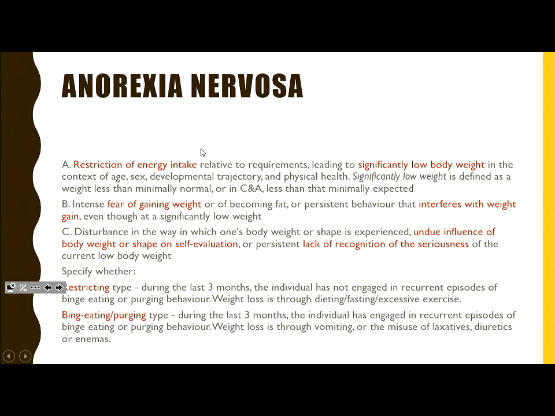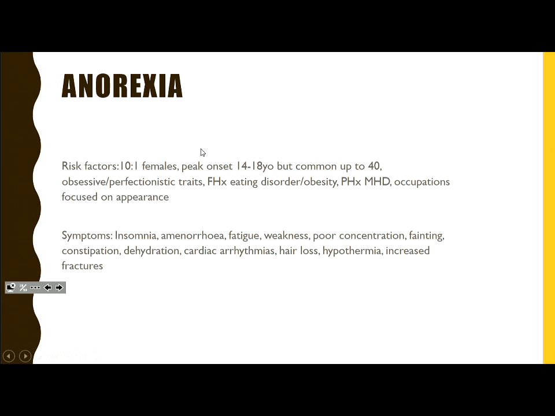So they can be a restricted type or a binge eating purging type. So again, it's important to keep in mind they may be binge eating, but it could still be anorexia. Overwhelmingly, this is seen in females. The main age of onset is 14 to 18-year-olds, so you get a lot of teenagers presenting with this, but it can happen up to 40, so don't cross it out in an adult either.